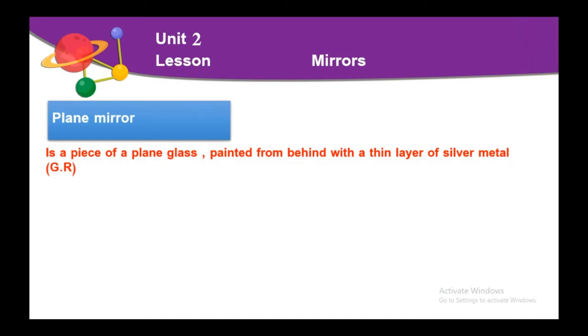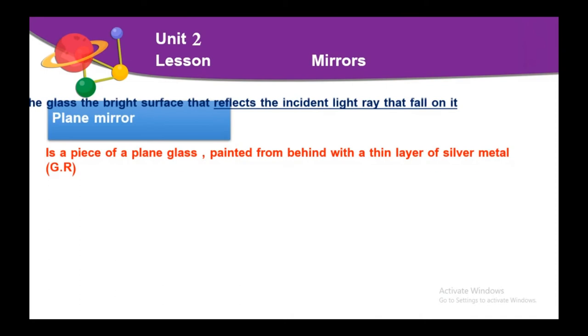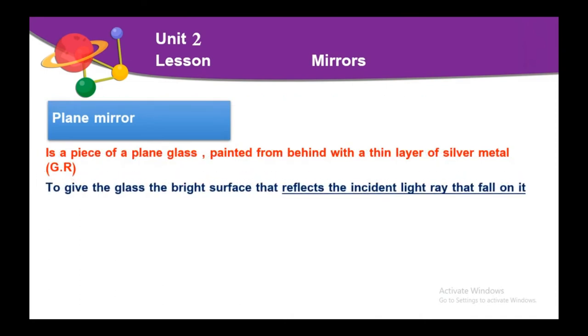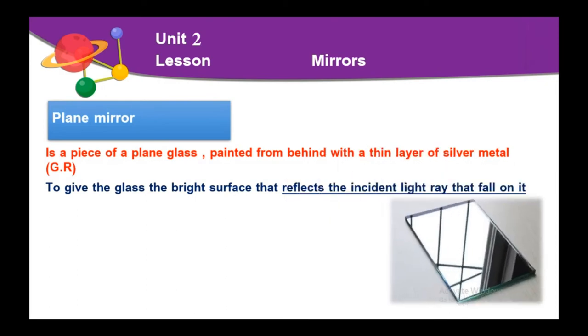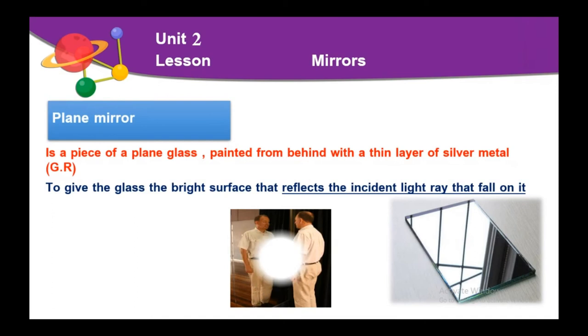Give a reason why it is covered with silver metal. To give the glass a bright surface that reflects the incident light rays that fall on it. As you see, that is a plane mirror. You can see your image in the plane mirror due to light reflection.